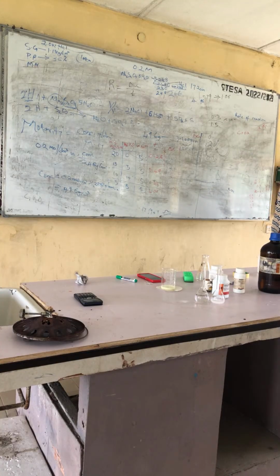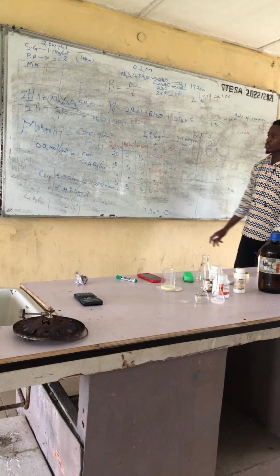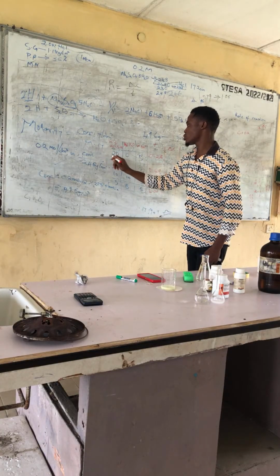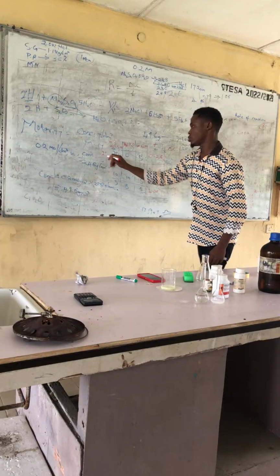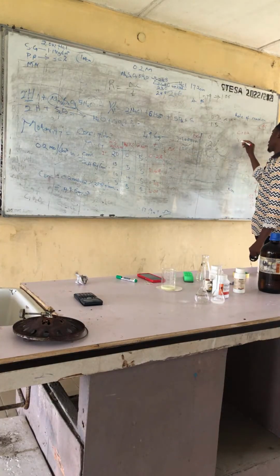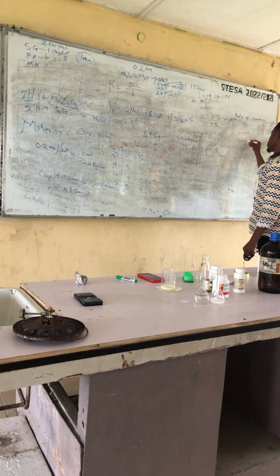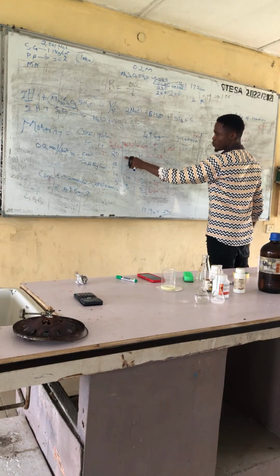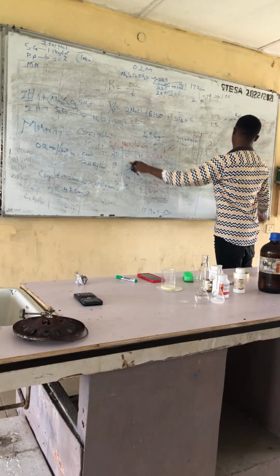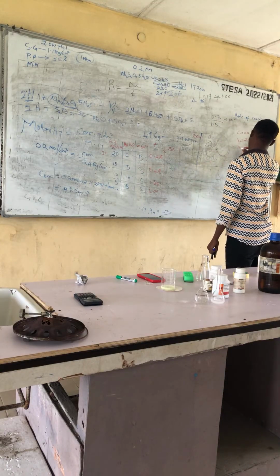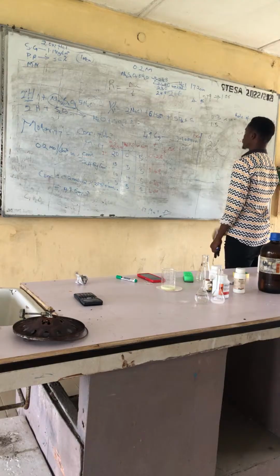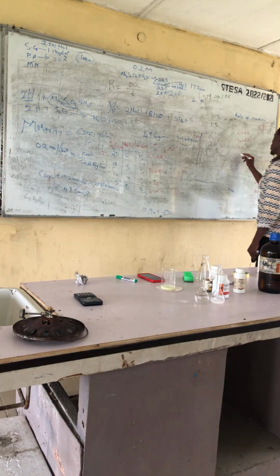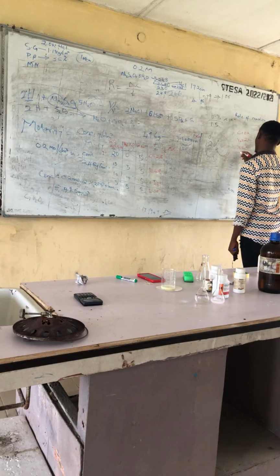0.2. What was the total amount we picked? This added together will give us what? 20 plus 0, 20. This will give us our final volume. How many volumes of water do we pick? 0. So our V1 is 0. So we are looking for what? C2.